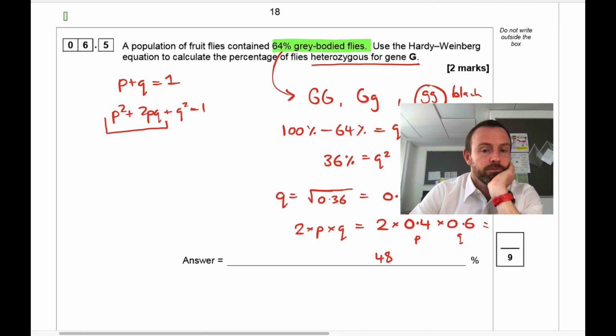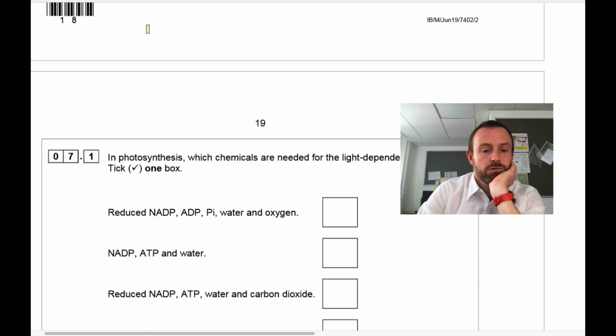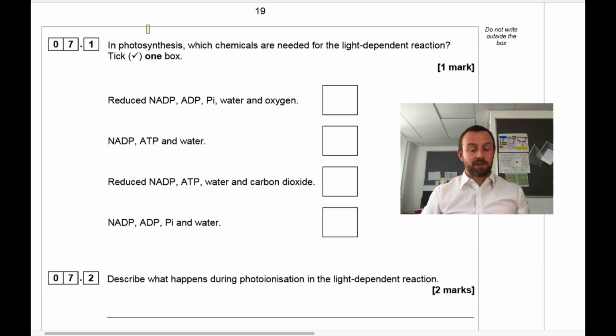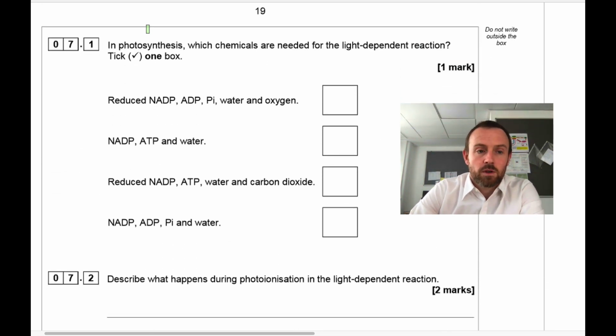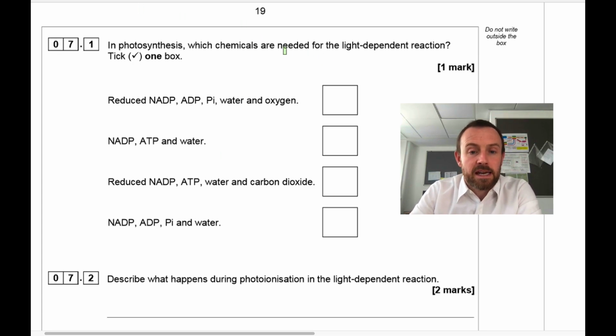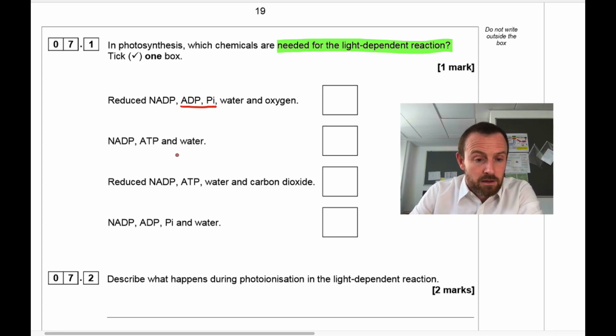Let's keep going. On to question 7. In photosynthesis, which chemicals are needed for the light-dependent reaction? Not produced, but needed. So in the light-dependent reaction, we're phosphorylating ADP, so we're definitely going to need ADP and Pi. It's not ATP. So it's that. What else?